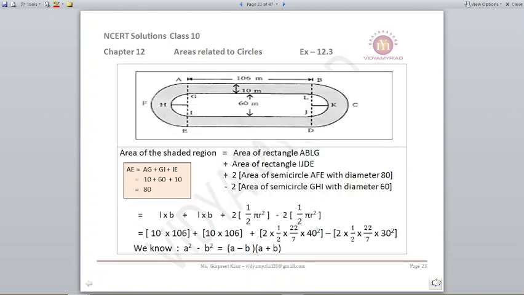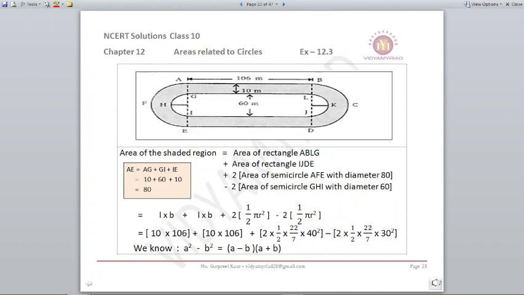Now I have made the figure again for you. We have divided it into the rectangle and the semicircle part. If you look at the area, we have to find out the area of the shaded region. What is this made up of? There are two rectangles. If you see, there is a rectangle ABLG and there is a rectangle IJDE. We will add them together.